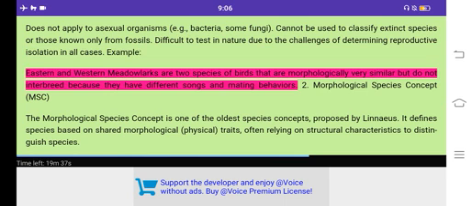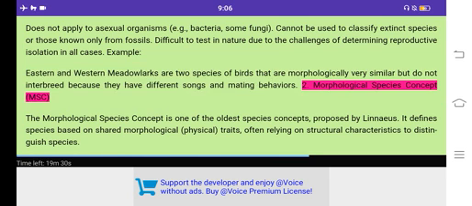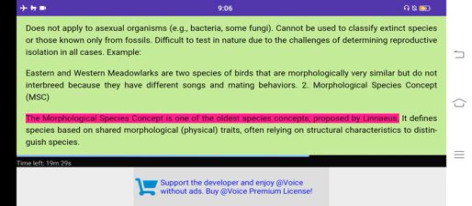Example. Eastern and western meadowlarks are two species of birds that are morphologically very similar but do not interbreed because they have different songs and mating behaviors. 2. Morphological species concept, MSC. The morphological species concept is one of the oldest species concepts, proposed by Linnaeus.